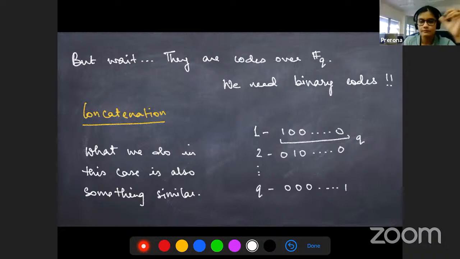Okay. So the codes currently have elements in FQ. What we are going to do is, if the entry is 1, then we place a 1 in the first position. So each element of FQ is now going to become a Q-length bit string, and the ith element of FQ is going to be replaced by a bit string of length Q, where the ith entry is a 1 and everything else is 0. Okay. And this is how we convert any code over FQ to something over 0, 1. So that's how we convert it to a binary code.